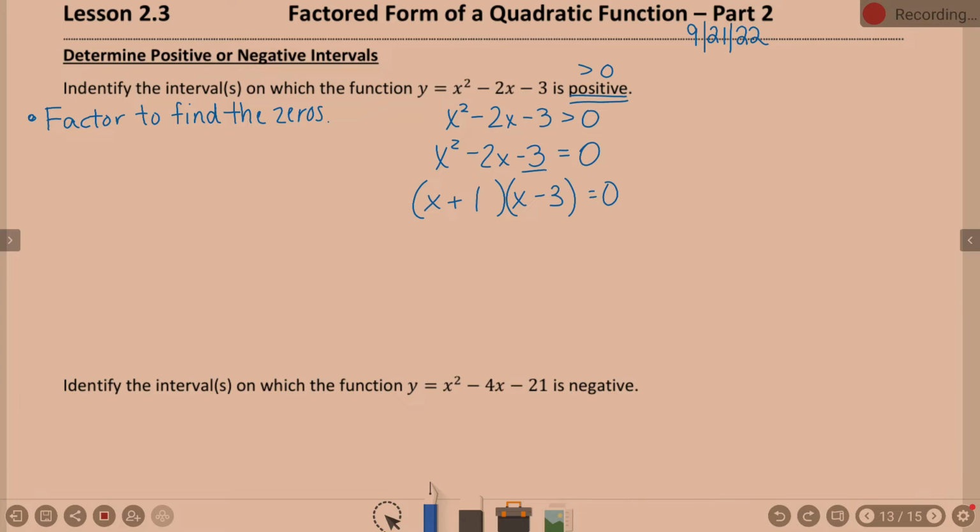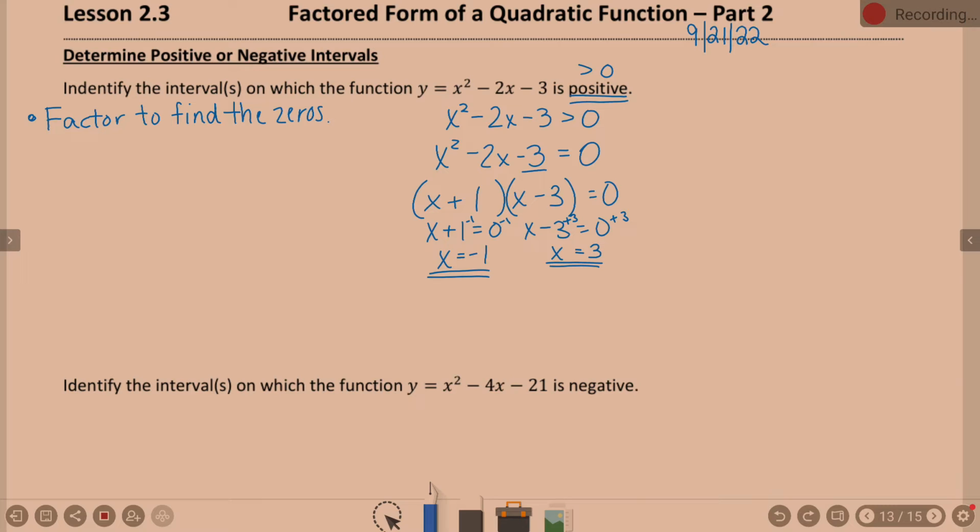Now, are these my zeros? No. Not yet. These are my factors. How do I find my zeros? Set them both equal to 0, yes? So in other words, basically we're solving this. We set x plus 1 equal to 0 and x minus 3 equal to 0. We're going to get, subtract 1, add 3, values of -1 and 3, correct?